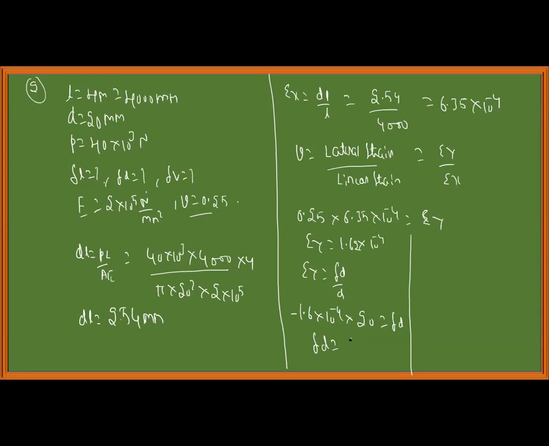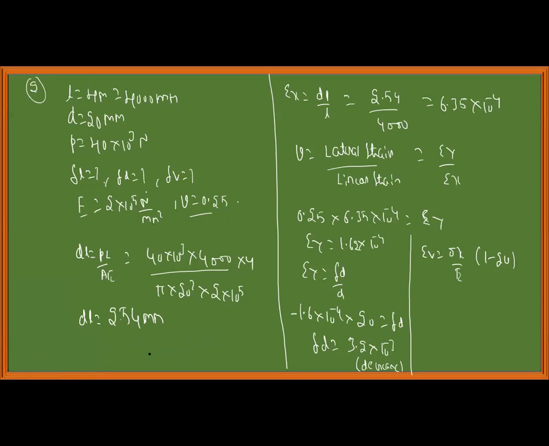Yes, 3.2. 3.2 into 10 power minus 3. You can write directly decrease. Okay, and he has asked to find the volumetric strain epsilon v, which is equal to sigma x by e into 1 minus 2 nu. If you want to write, you can write it in this way.